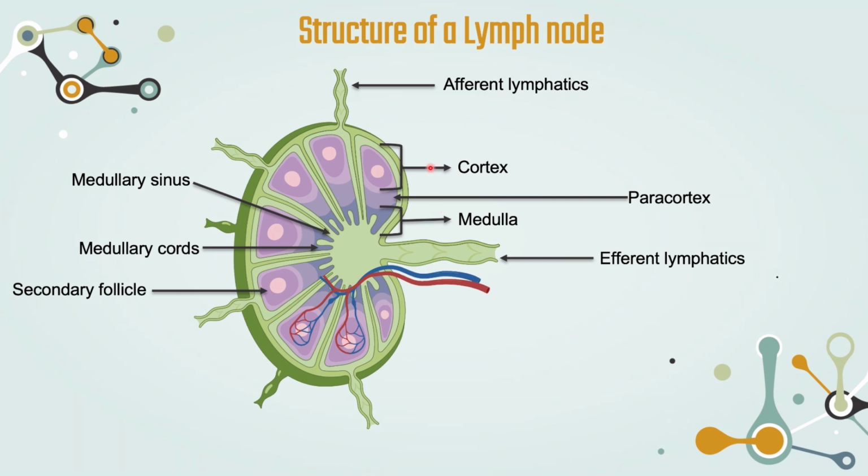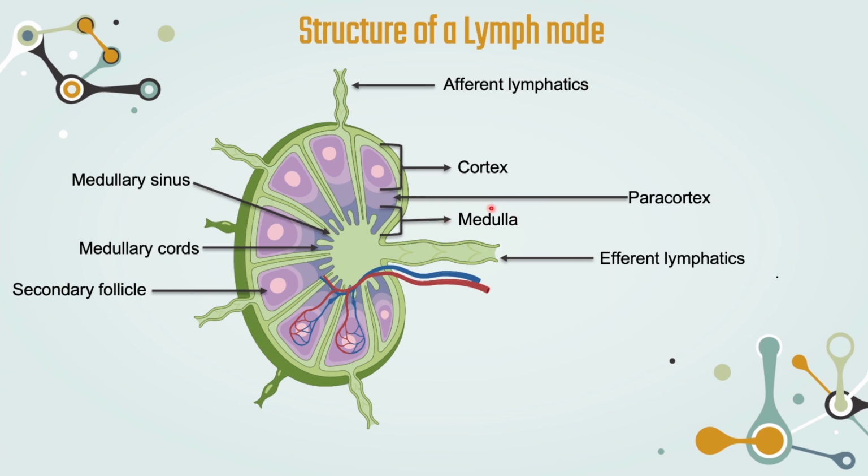All right. Now, this is cortex. So follicles are present in the cortex. Now, this is medulla. And the region between cortex and medulla is called paracortex. Now, paracortex is super high yield from exam point of view because it is the T cell zone. The cortex was the B cell zone, but the paracortex is the T cell zone. So it houses T cells. So it is the site of T cell activation. Cortex is the site of B cell activation. Paracortex is the site of T cell activation. Super high yield from exam point of view.